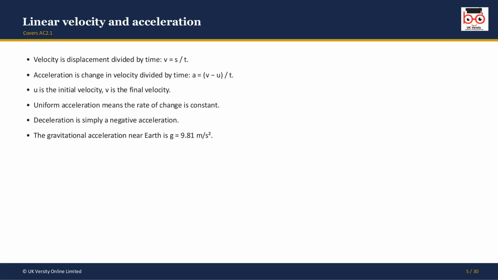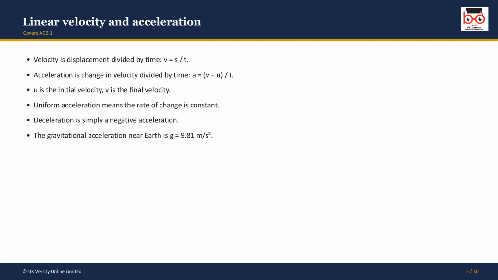Let's firm up velocity and acceleration. Velocity is displacement divided by time. Acceleration is the change in velocity divided by time. That's the final velocity minus the starting velocity, all over the time taken, where we call the initial velocity u and the final velocity v.